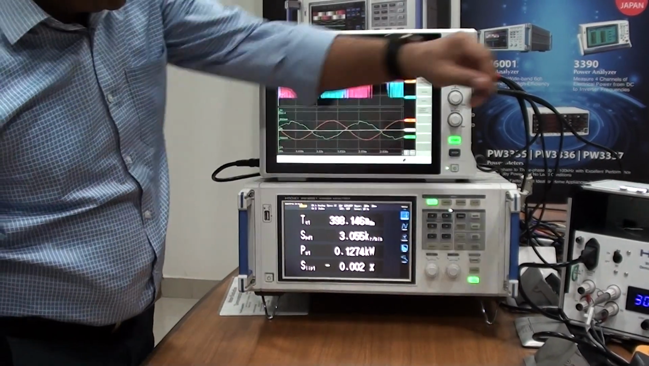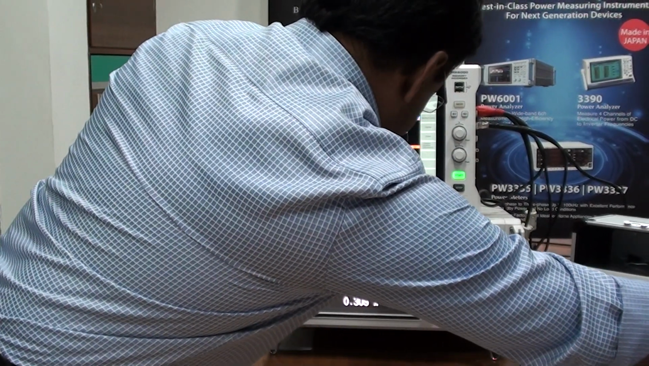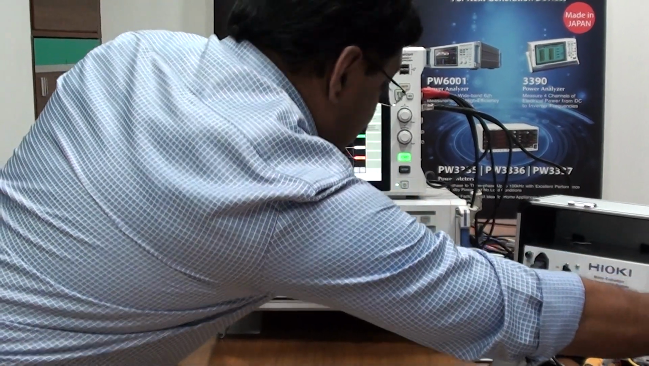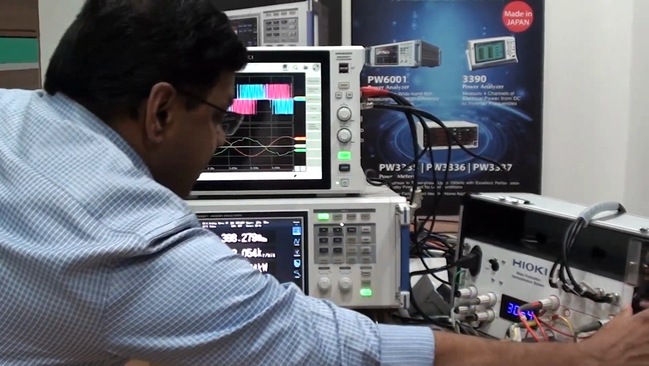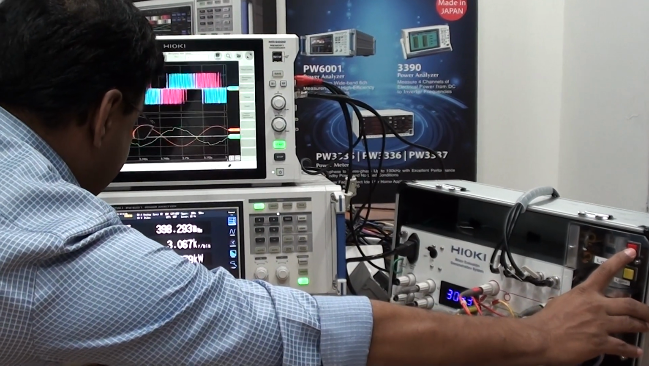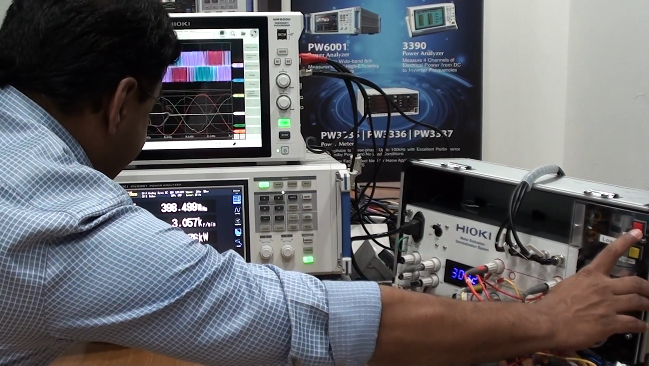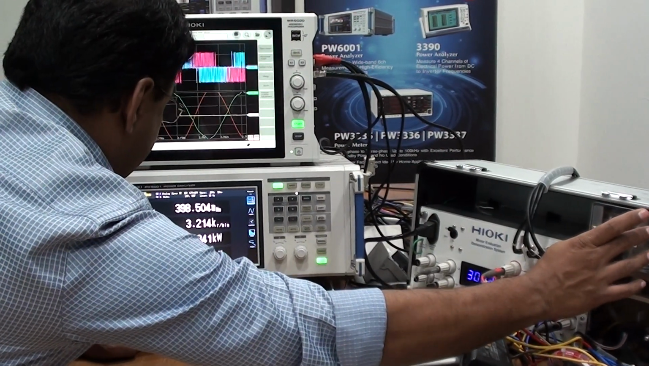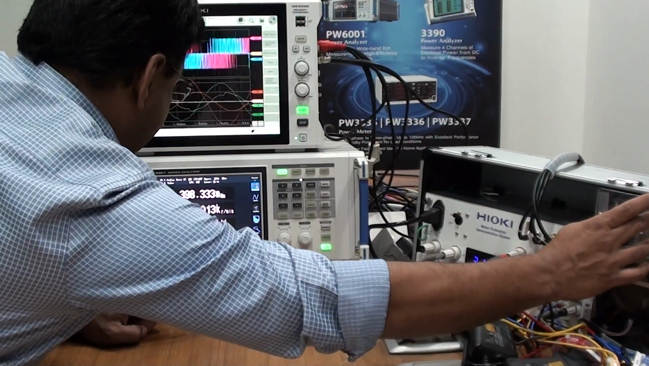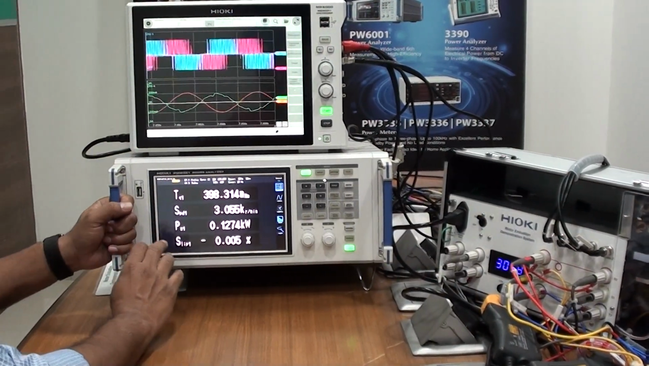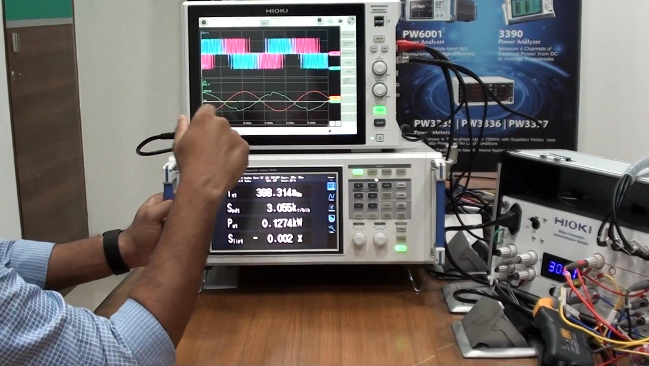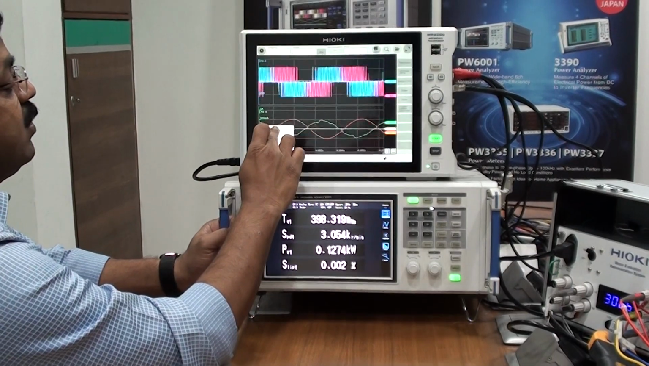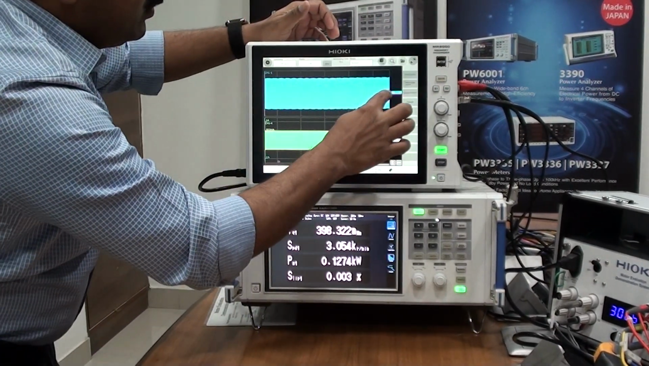So let us load this motor now, and you can see that there is a difference in slip. As and when the motor loads, you could see it slips up. As you can see this, this slip can be recorded. So there is a huge amount of slip and variation in the speed of the motor, and this is good in analyzing these patterns.